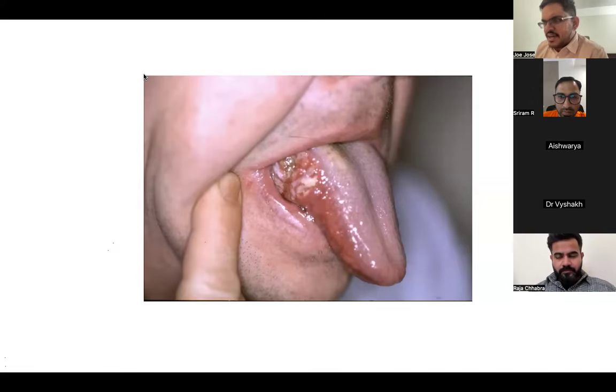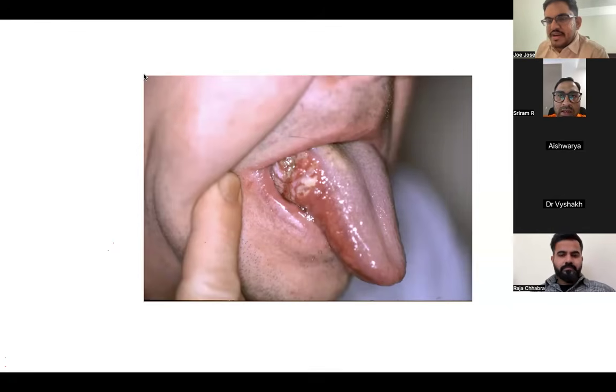In which scenario will you give concurrent chemotherapy? The absolute indications are margin positivity and N3 disease, N3B, so extranodal extracapsular extension, and margin positivity. Okay, what agent will you give? I'll give cisplatin, concurrent cisplatin.